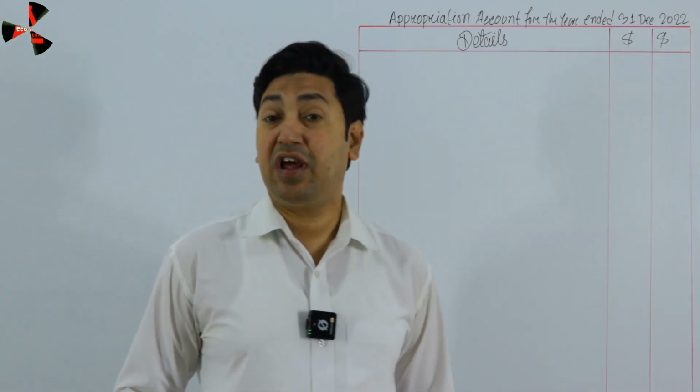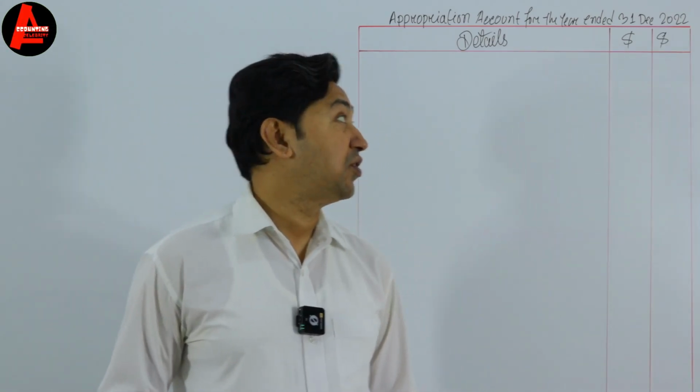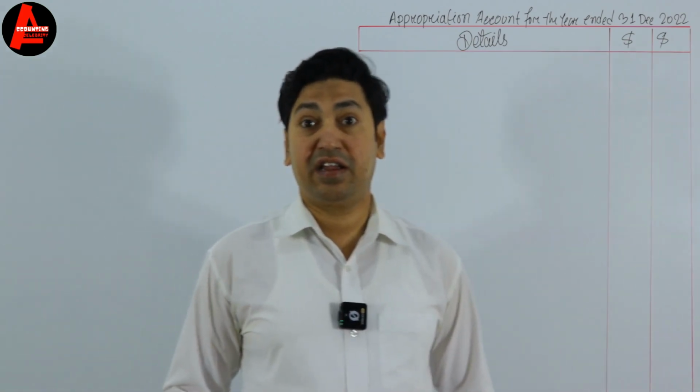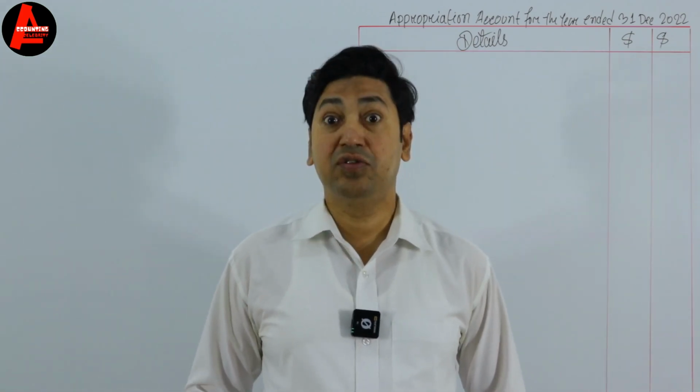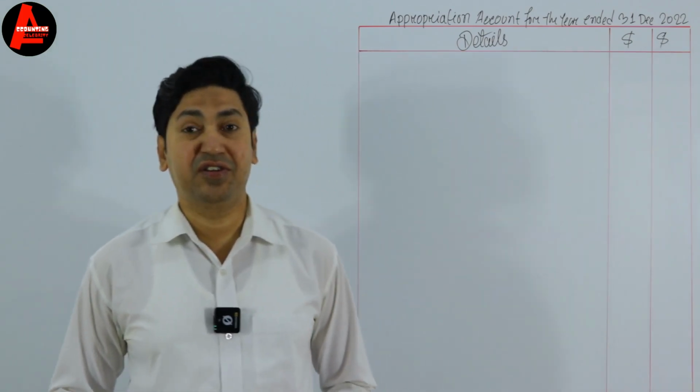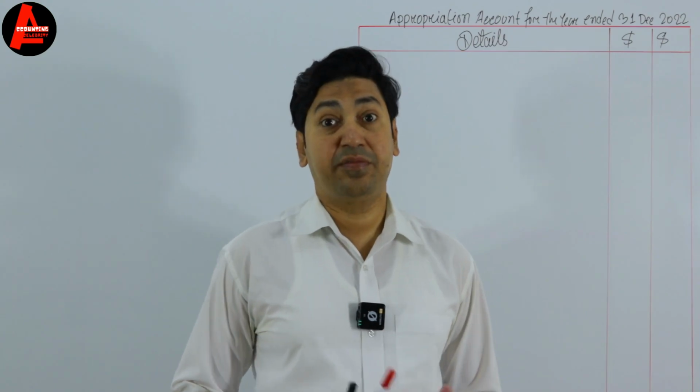So this tutorial will have two parts. In the first part, I'll show you how to prepare the profit and loss appropriation account. And in the second and last part, I'll show you how to prepare the current account, the partner's current account. Okay. So for your better understanding, I have taken a question.